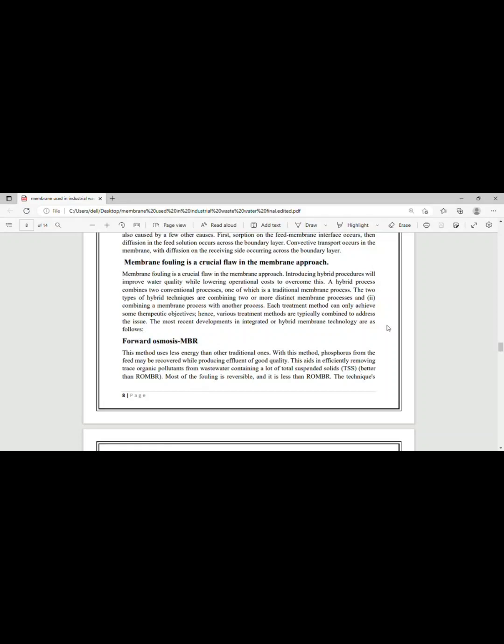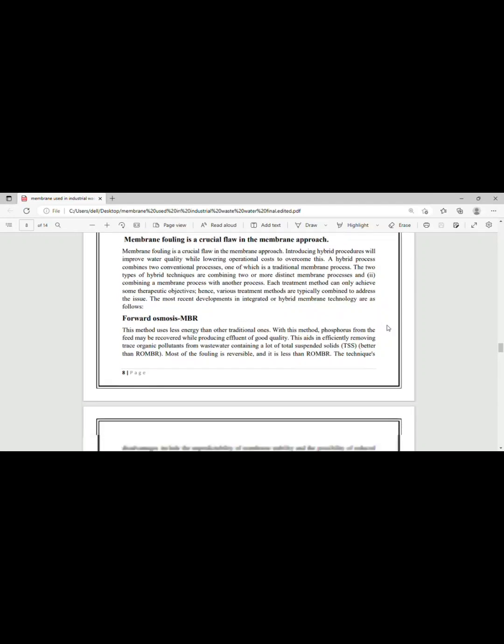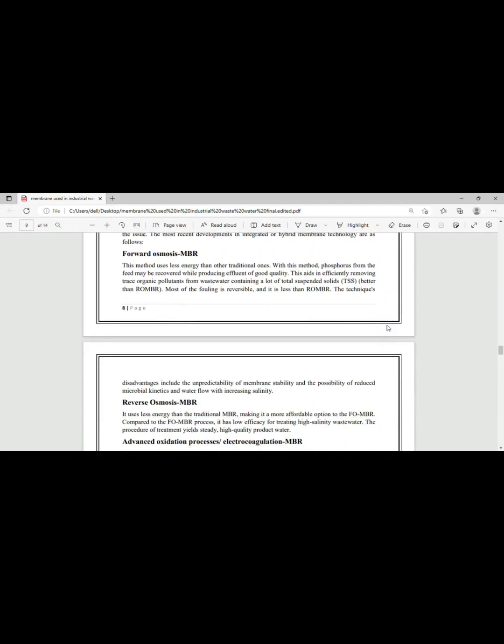Introducing a hybrid procedure will improve water quality while lowering operational cost. To overcome this, a hybrid process combines two conventional processes, one of which is a traditional membrane process. The two types of hybrid techniques are combining two or more distinct membrane processes, and combining a membrane process with another process. Each treatment method can only achieve some treatment objectives, hence various treatment methods are typically combined to address the issue.